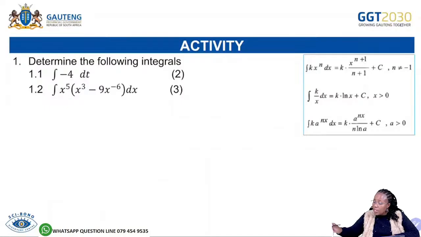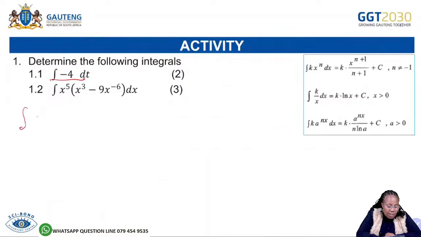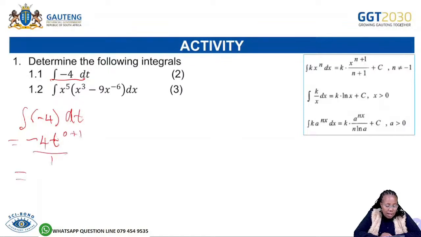And then now with the integration activity here, we are integrating minus 4. Remember, if we integrate a negative 4, that means in terms of t, this must be minus 4t to the power 0. And then this will be plus 1 over 1. And then we end up with minus 4t for that integration.